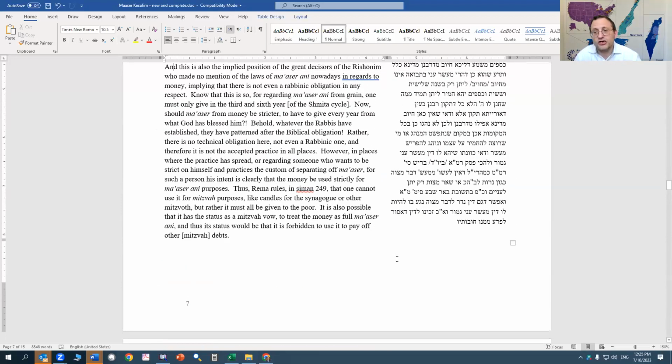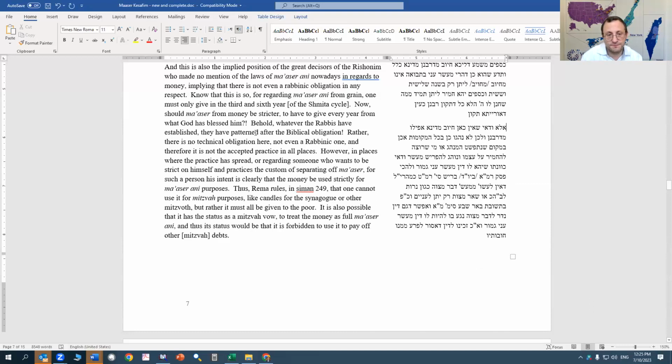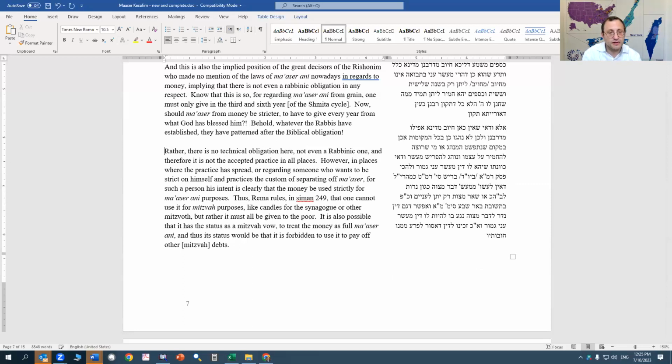So if we take a look here at the end of this, it says the following. I'll just read it in the English. Rather, there is no technical obligation here, not even a rabbinic one. And therefore, it is not accepted practice in all places. So that gets back to you, Bert, about how can some people say you can only use it for the poor and other people say not that way? Because the practice was not uniform. Not only where you used it, but it wasn't even uniform that everybody did it.